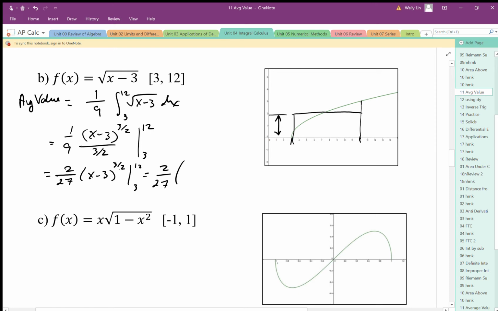So that will be, plug in 12 there. Square root of 9 is 3. Cubed in the numerator is 27. Okay, plug in the 3 into here. I get 0 minus 0. And this is the area. I don't know what the area works out to be, but the average value is 2.